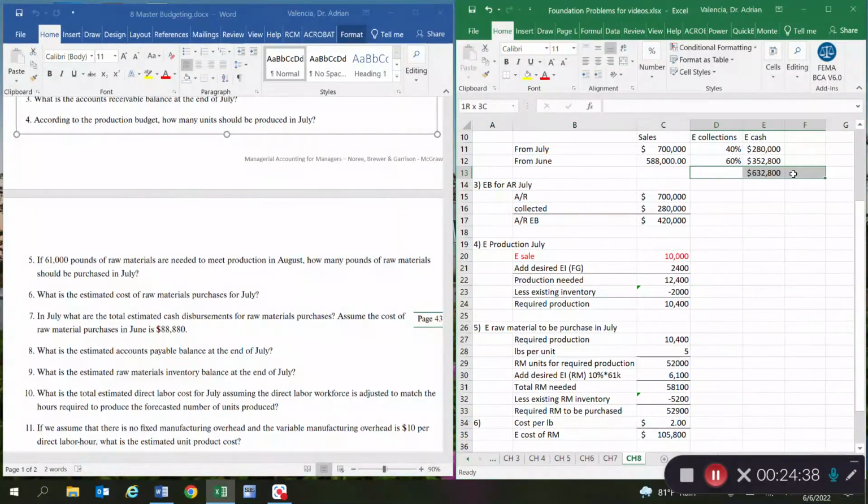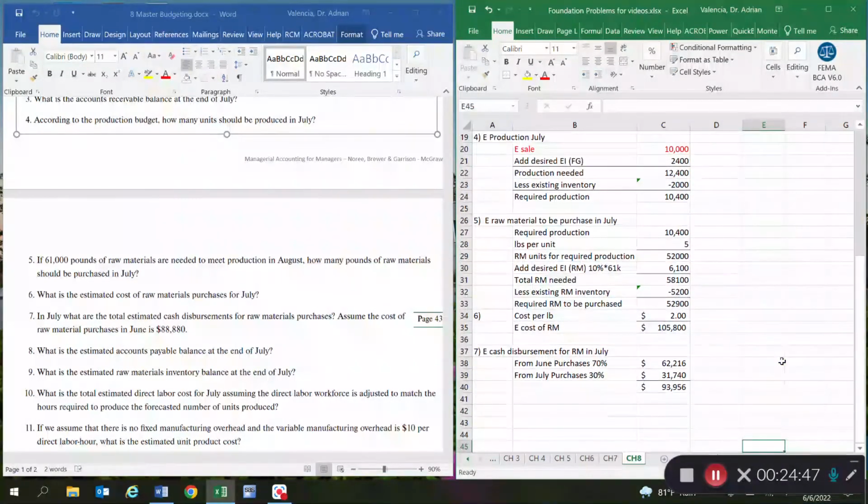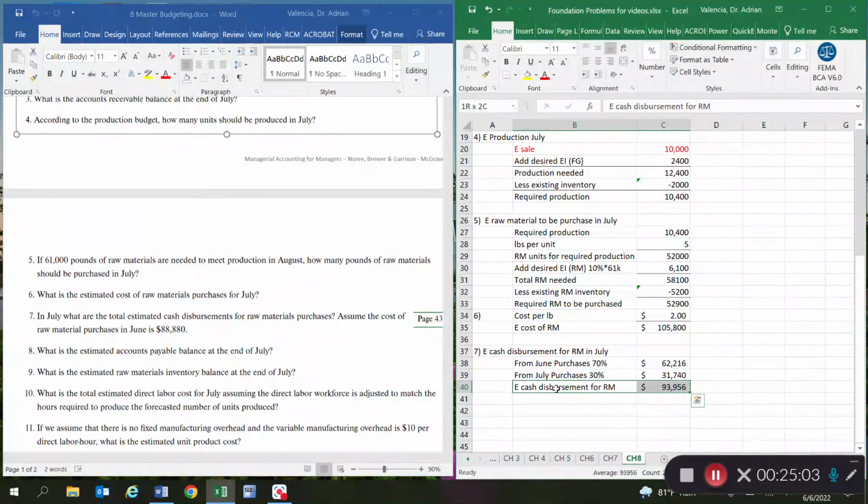So if $632,000 is what we expect to come in terms of cash sales, then in terms of raw material, we need to say, okay, well, 93,000 of that is already committed to purchases of raw materials. So I'm going to put here expected cash disbursements for raw material. Now keep in mind, this is just raw material, right? We have many other things.